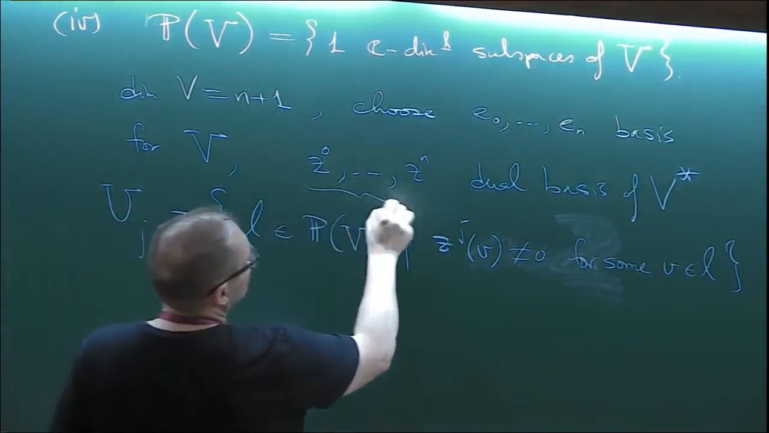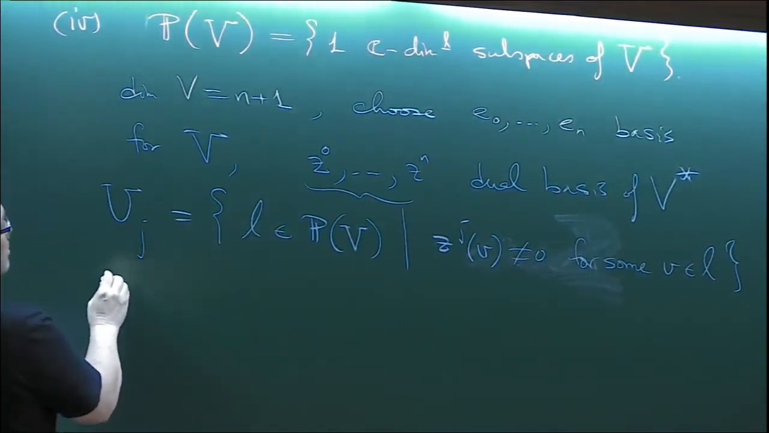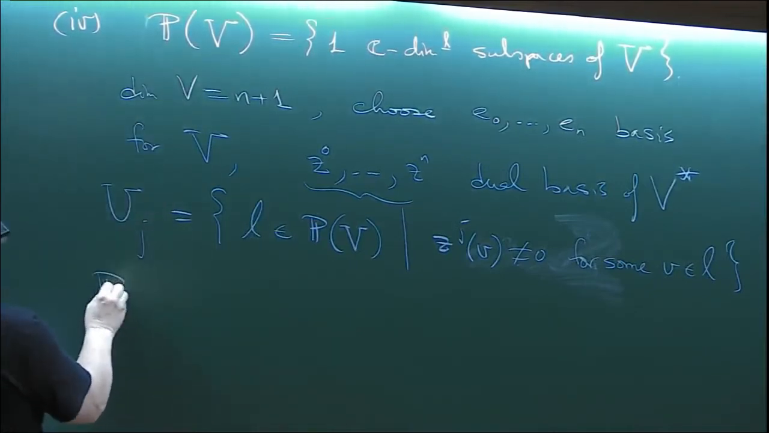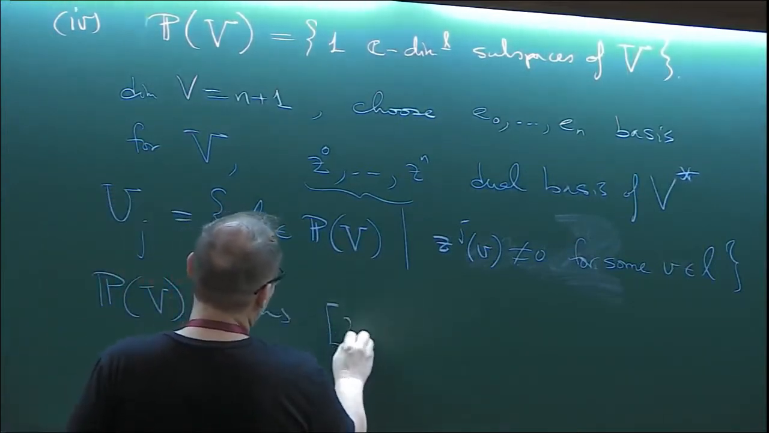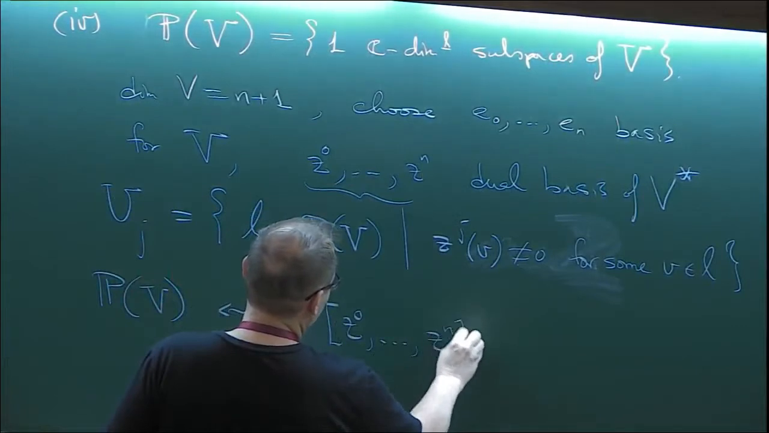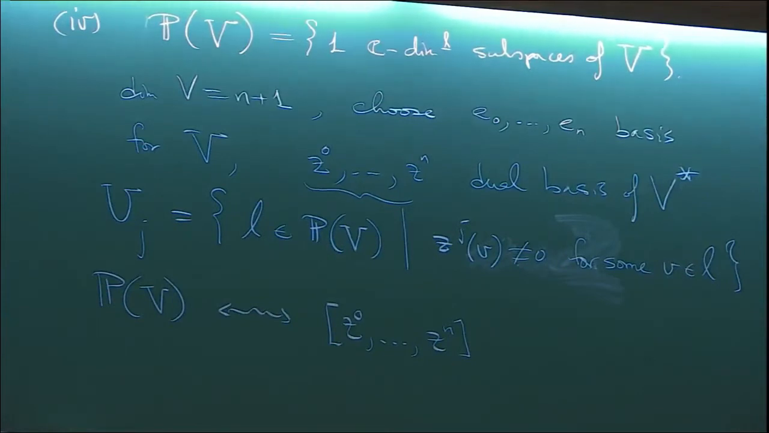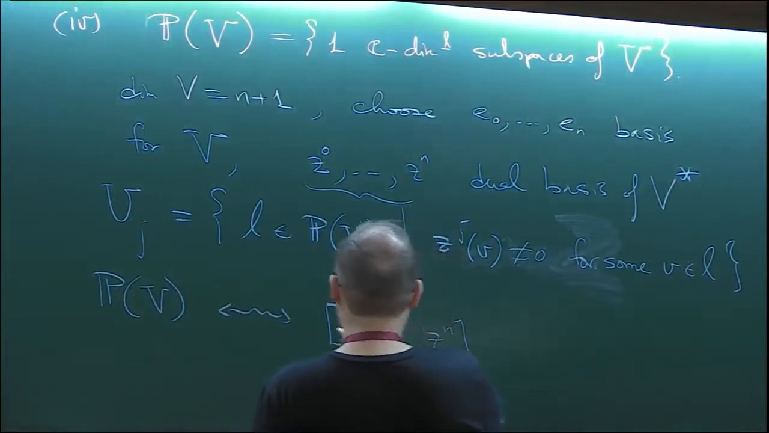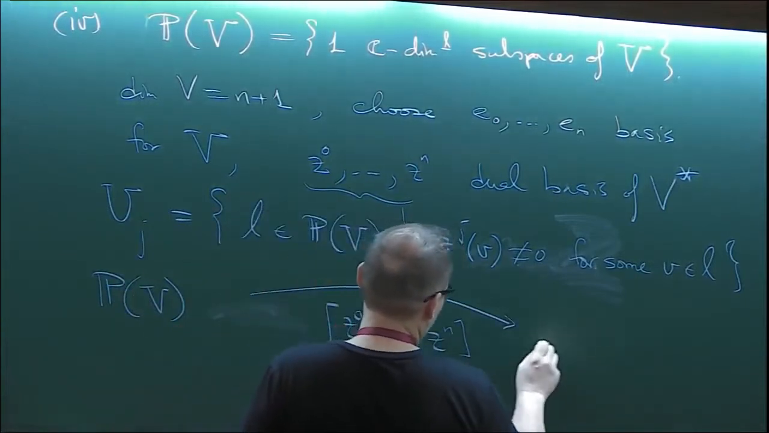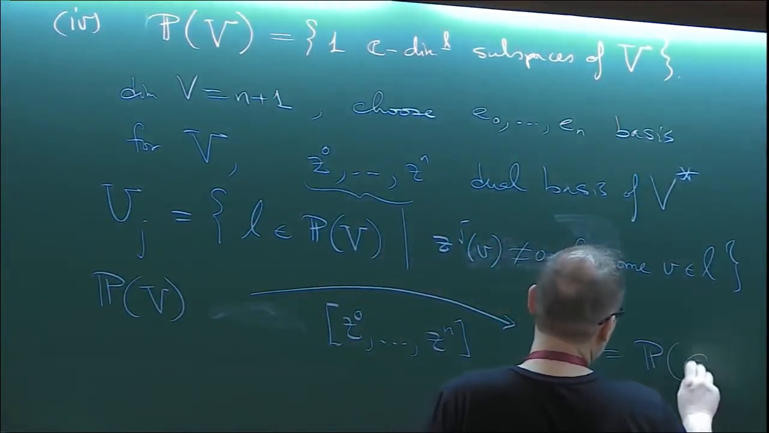So this dual basis for V star gives us things on the projective space called homogeneous coordinates. So you can identify points of P of V with points Z0 up to Zn. These would be equivalence classes of points where two points are equivalent if one is a scalar multiple of the other. This is Pn, or sometimes written P of Cn.